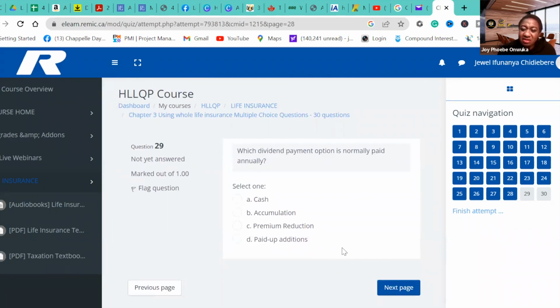Which dividend payment option is normally paid annually? Cash, accumulation, premium reduction, paid up additions. I don't get it. Which dividend payment option is normally paid annually? I'm going to go with paid up additions, because if we say premium reduction, does it have to be annual? Accumulation and whatever. Anyways.